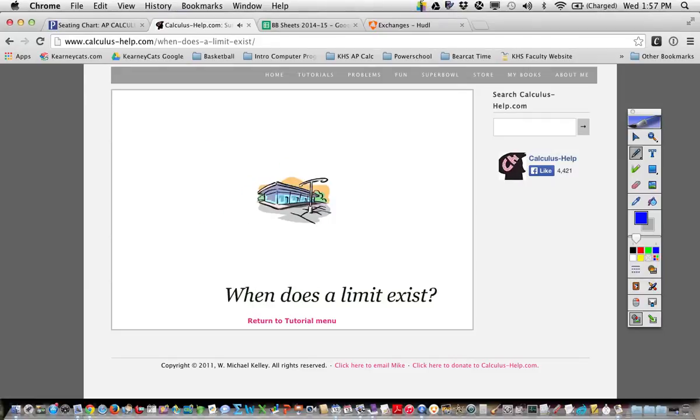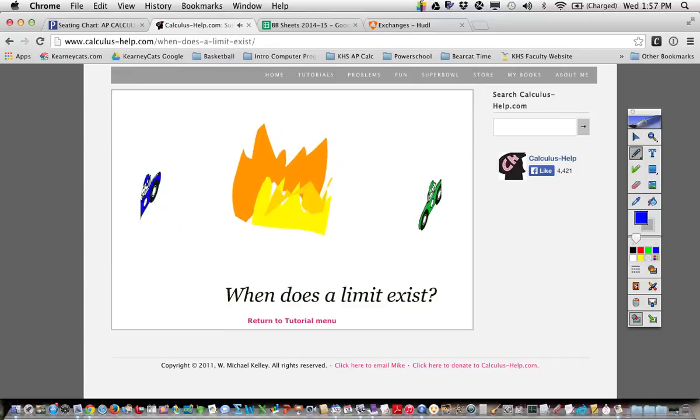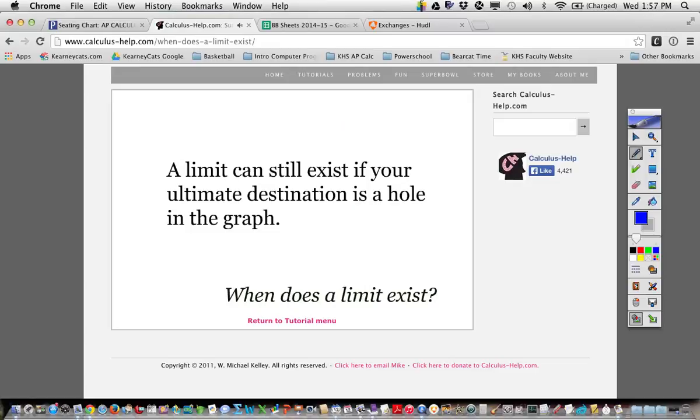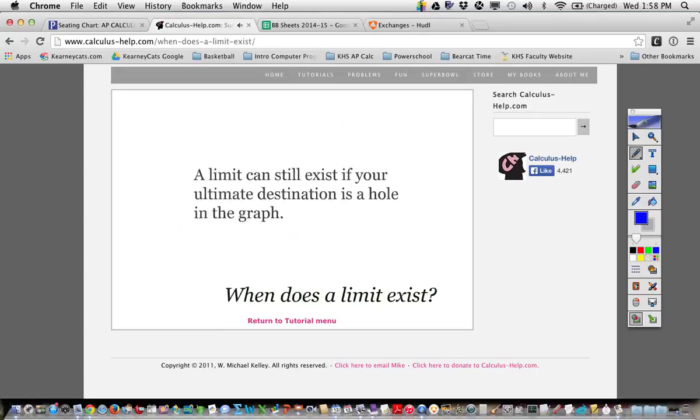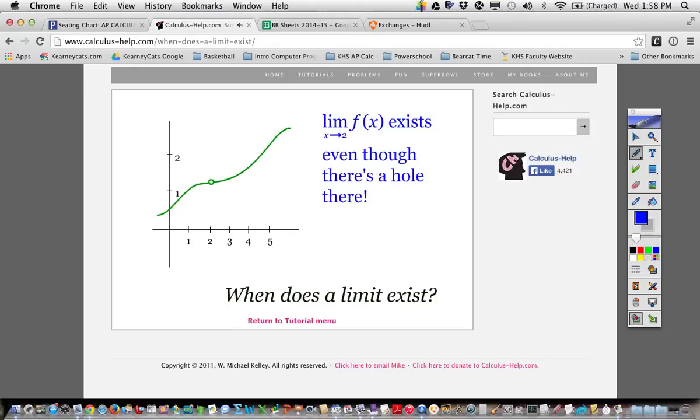Now, let's go back to our diner example one last time. Let's say we're traveling towards the diner. We both arrive at the same location, but the diner isn't there. Maybe it's caught fire or something. Does that mean the limit doesn't exist? The truth is, the limit will exist even if the diner's not there, because you still arrived at the same place. In other words, mathematically, a limit can still exist if your destination is a hole in the graph, because it doesn't matter whether or not the point is actually there.